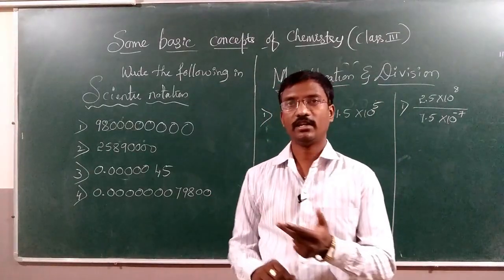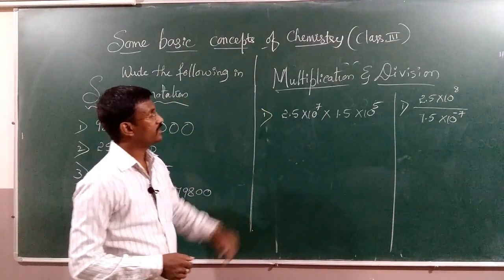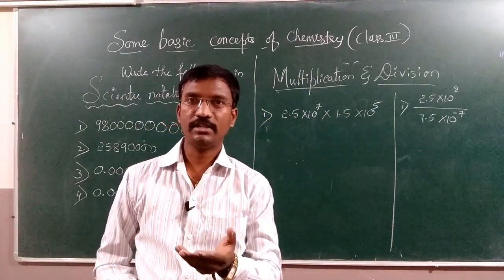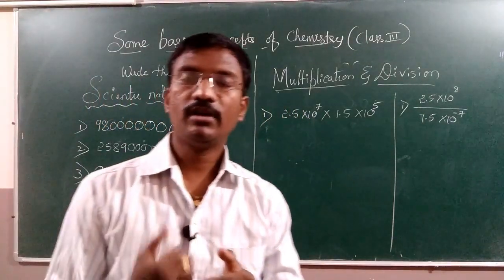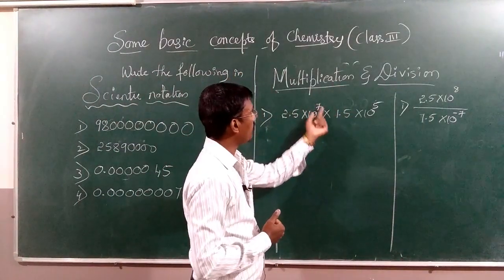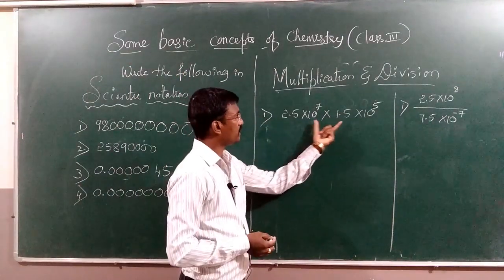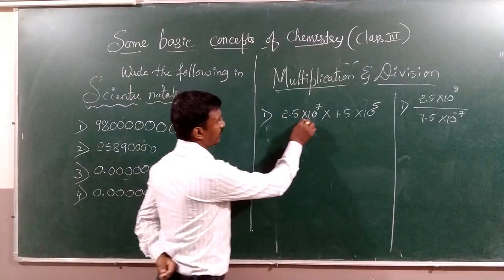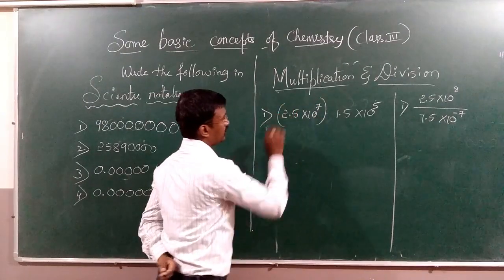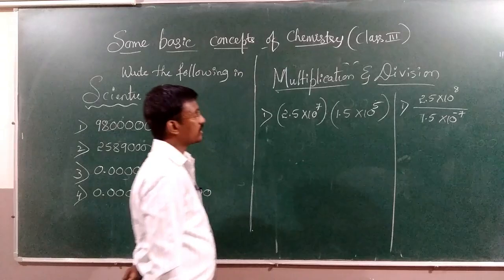If you are not getting this, try this one. And coming to the next one, multiplication and division. Multiplication and division are as you studied in the lower classes, but here we are solving multiplication and division with the help of powers. Can you see 2.5 into 10 raised to 7 into, they may give you the into or they may give you the bracket. Here the bracket also indicates into only. 1.5 into 10 raised to 5.